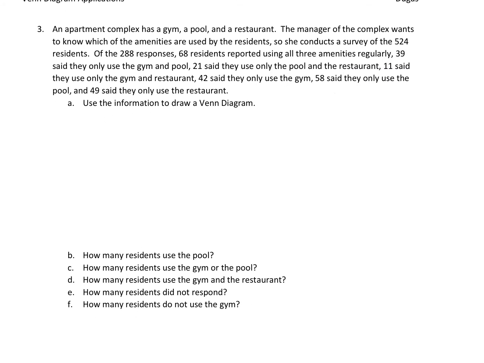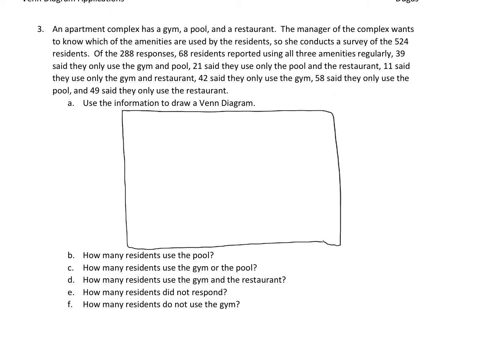Okay, so we have an apartment complex, has a gym, a pool, and a restaurant. Right away from that first statement, you can see that there are 3 things. There's a gym, a pool, and a restaurant. So when we're talking about Venn diagrams, you can go ahead and start drawing your diagram. So let's just go ahead and do that. So we're going to have our universe. We've got our 3 circles for each category.